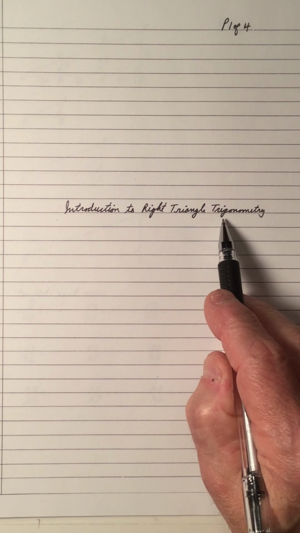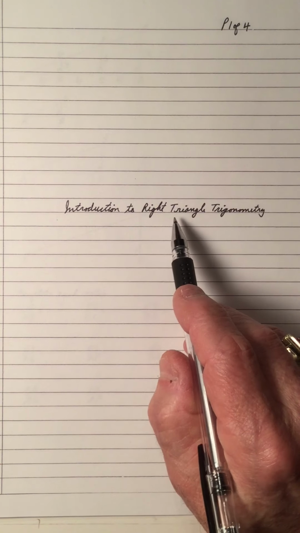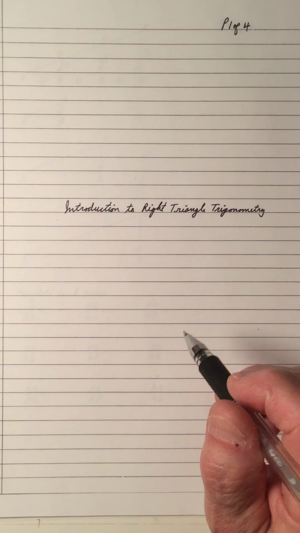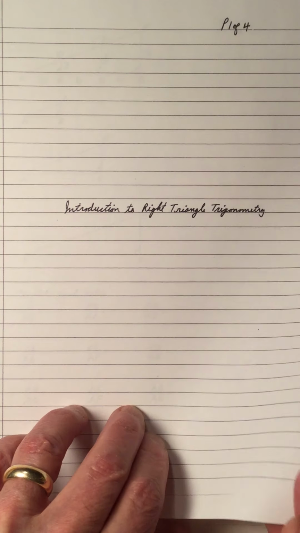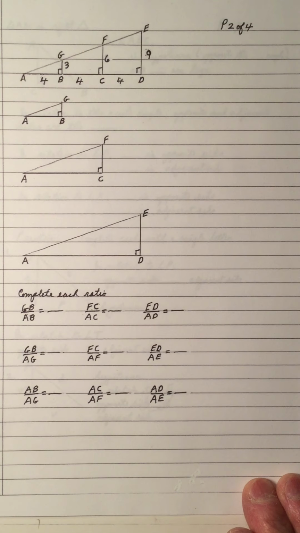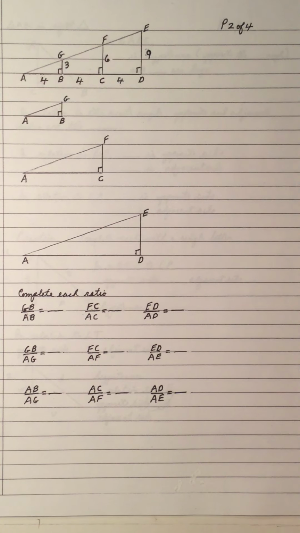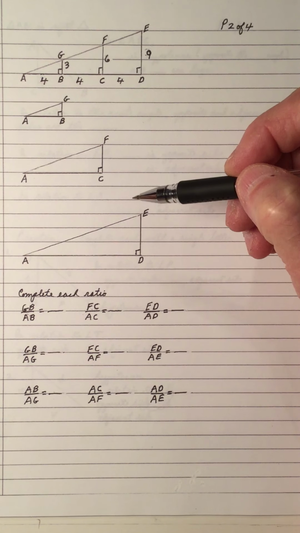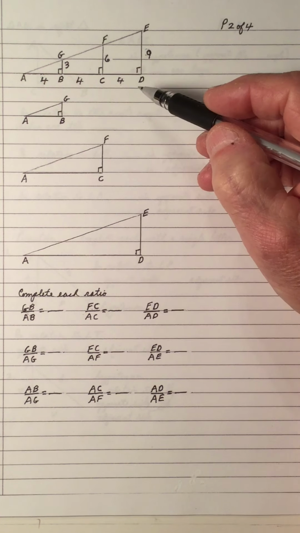Hi, and welcome to my video on the introduction to right triangle trigonometry. This is the first unit on trigonometry, and it's right triangles. There are other units called the unit circle and special angles, and the area of a triangle, etc. But right now, I'm just going to do right triangle trigonometry. Note, all triangles in this section will be right triangles, with a right angle.